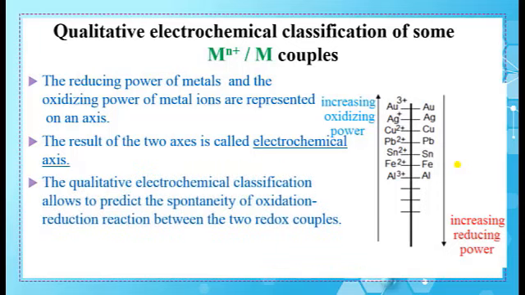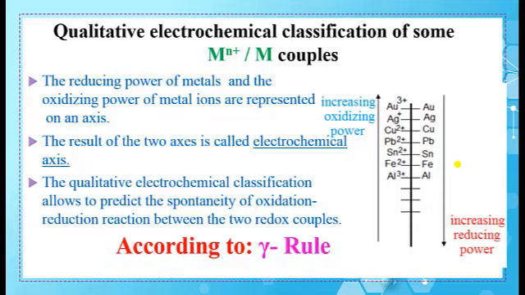The qualitative electrochemical classification allows us to predict the spontaneity of an oxidation-reduction reaction between two redox couples, to know whether it takes place spontaneously or not. Of course, to determine if a reaction takes place or not, we must apply the gamma rule.